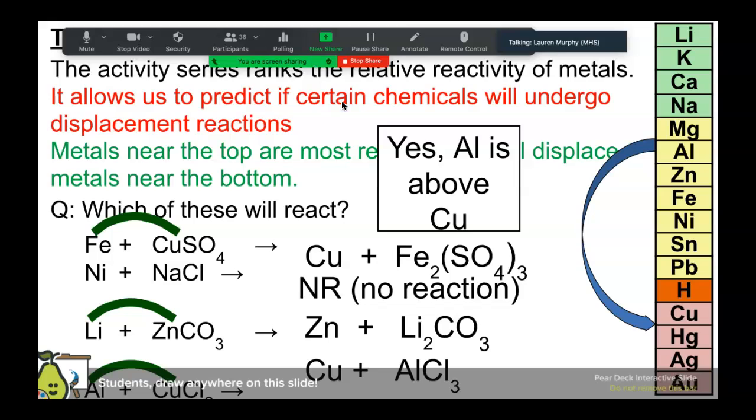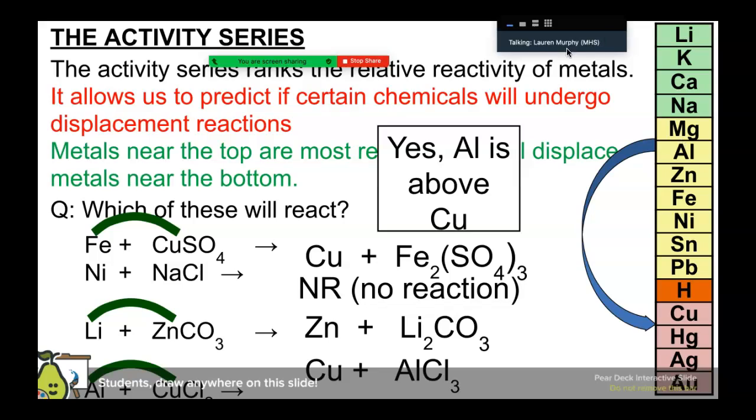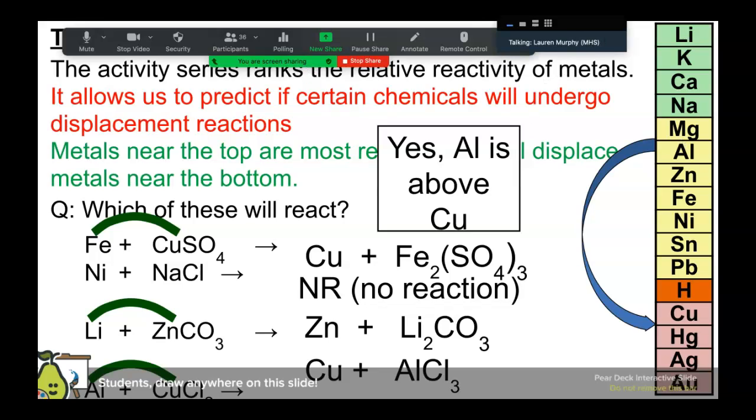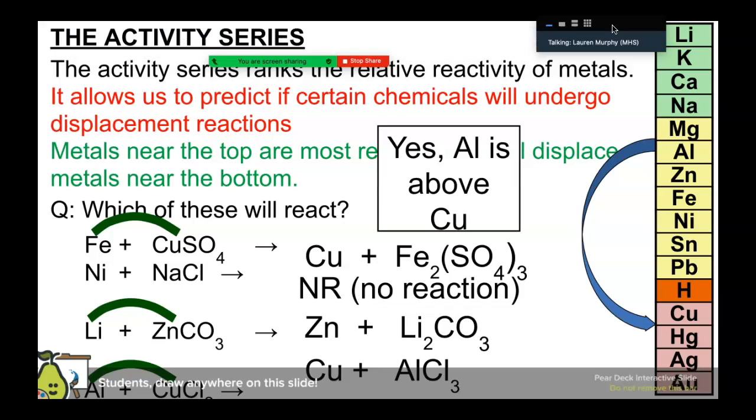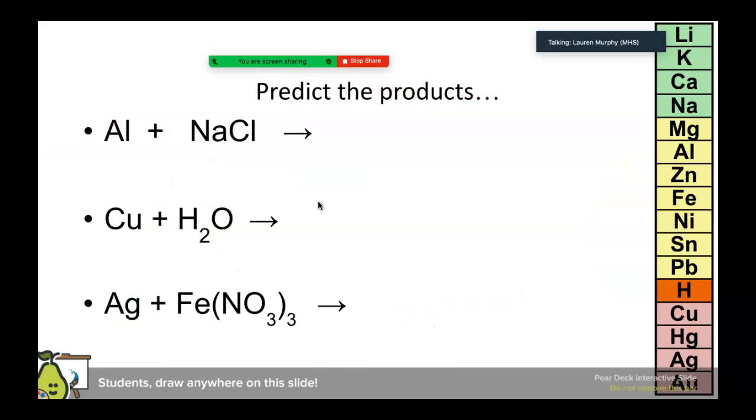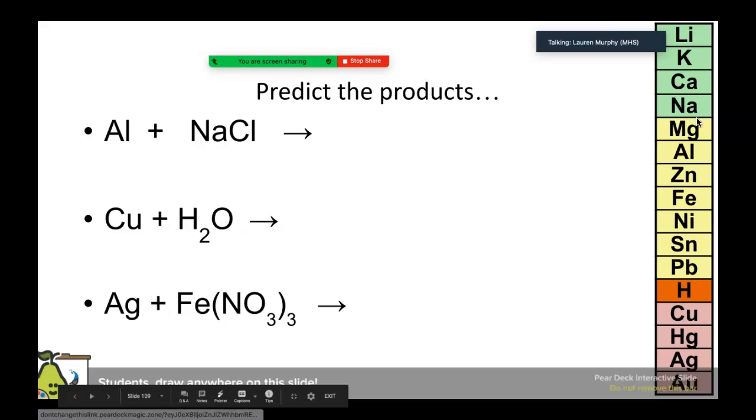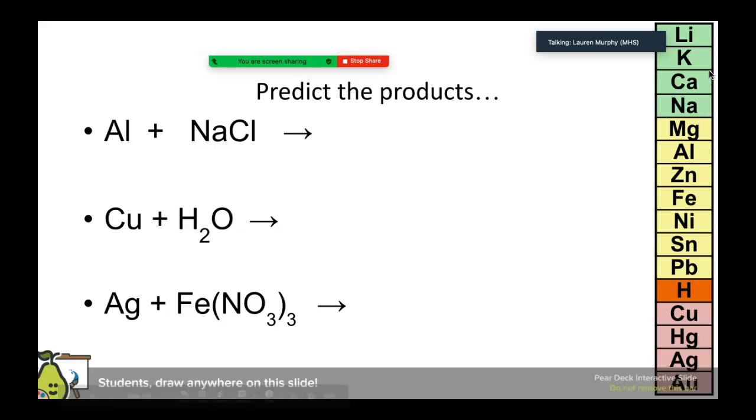Are there any questions on how to interpret the activity series? I don't need you to memorize it, I just need you to be able to use it to interpret whether a redox or single replacement reaction will occur. Okay, so last thing before we move on. I would like you to take a moment, and I don't need you to predict the products, however, I want you to tell me whether the reaction occurs. Yes or no. That's all I want to know. Does this single replacement reaction happen based on now understanding the activity series? I'm going to give you 1 minute to figure this out.